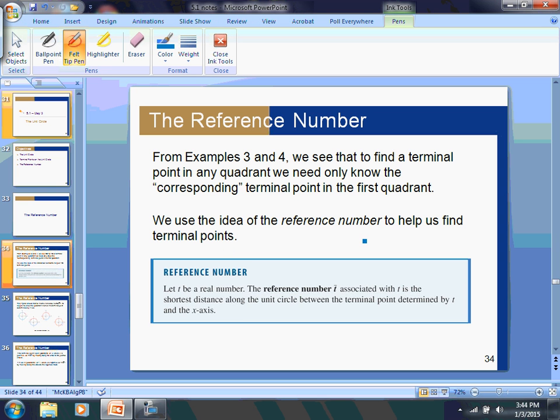Now the reference number is basically how far away your distance is from the x-axis. So it's the distance along the unit circle between the terminal point and the x-axis. They're going to give you a certain distance that you want to travel around the unit circle. And then wherever that distance lands you on the unit circle, you're going to find how far you have to continue going or how far you have to go back to get to the x-axis. But it's always the x-axis.